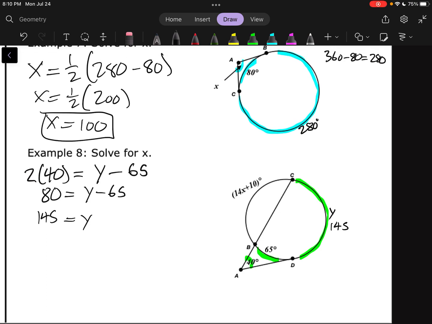Now what we've got is a situation where we've got the measurements of all 3 arcs that comprise the entire circle. And we know that the entire circle is 360 degrees. So I think this is what I'm going to do. I'm going to do 14x plus 10 plus 145 plus 65 is all equal to 360. Now what we can do is combine those like terms. 145 and 65 is 210. 210 plus 10 is 220.